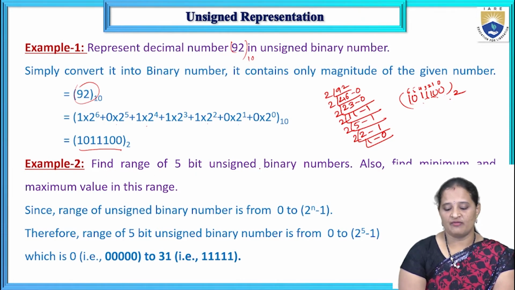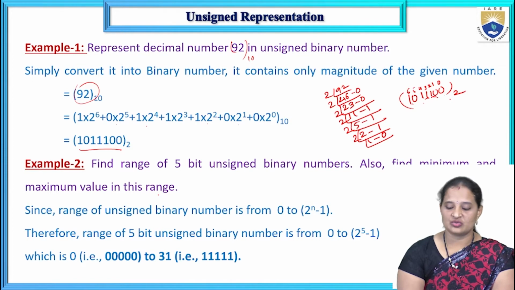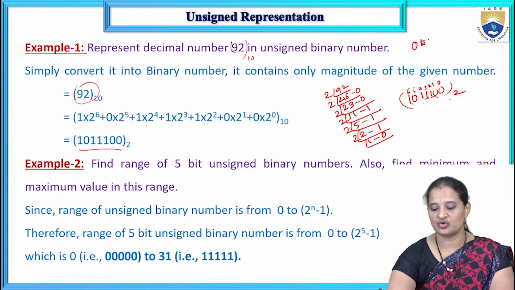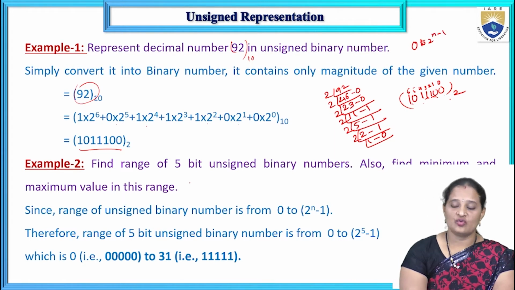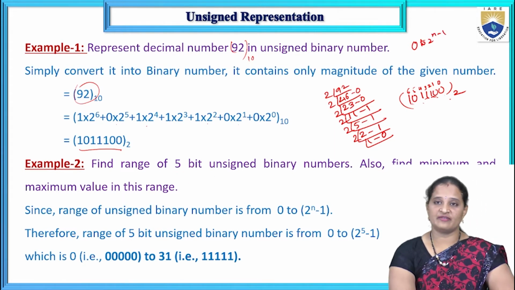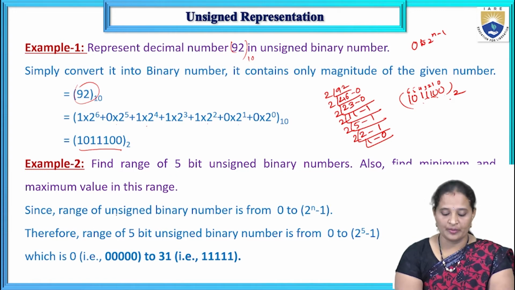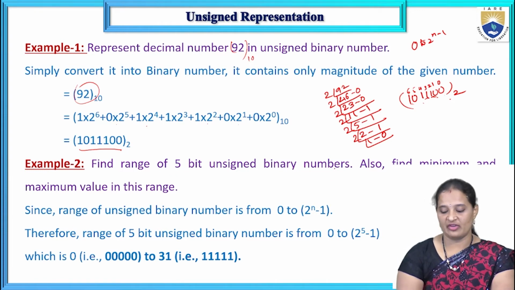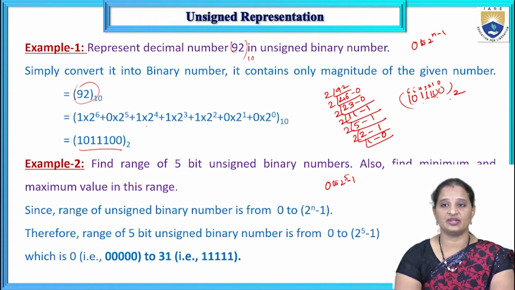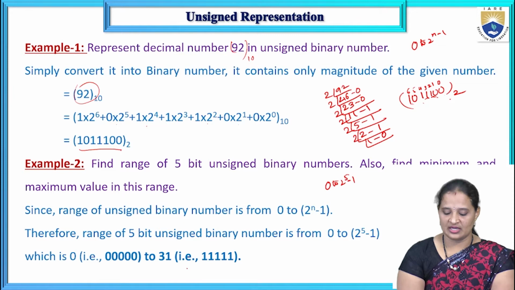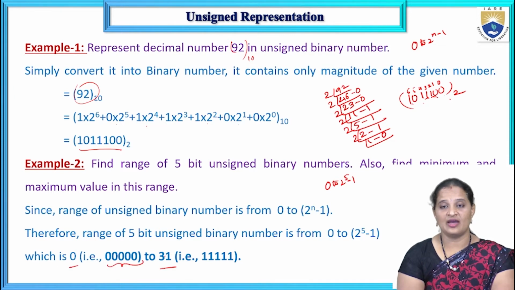Find the range of 5-bit unsigned binary numbers. Also find the minimum and maximum value in this range. As I told you, the range of unsigned binary representation is 0 to 2 power n minus 1. What is the number of bits given in the problem? 5 bits. Hence the range will vary from 0 to 2 power 5 minus 1. What is 2 power 5? 32. 32 minus 1 is 31. So 0 to 31.